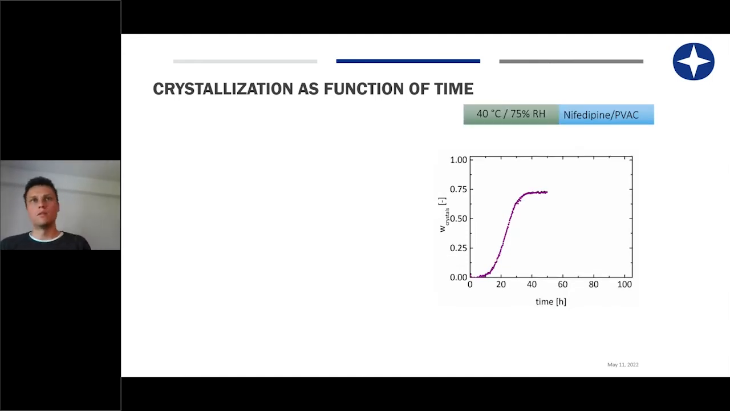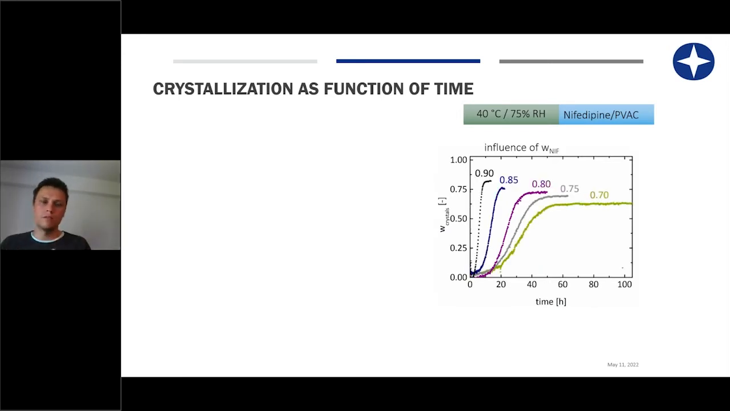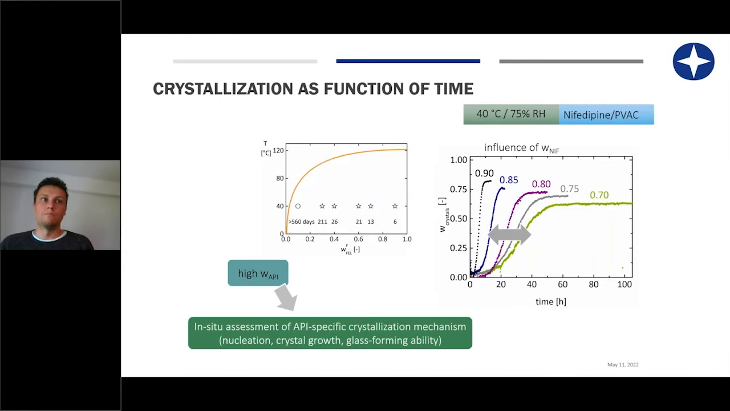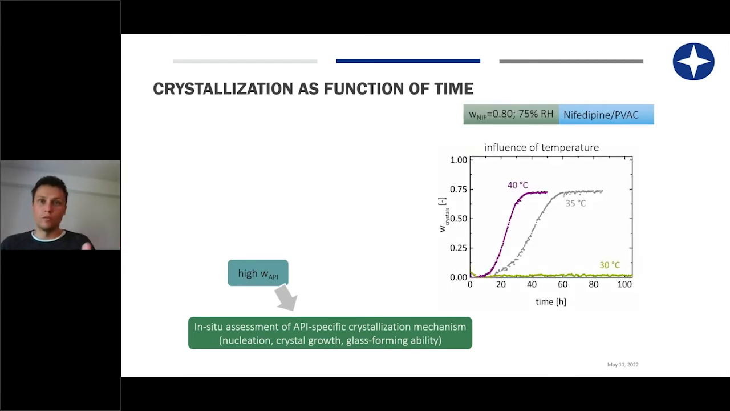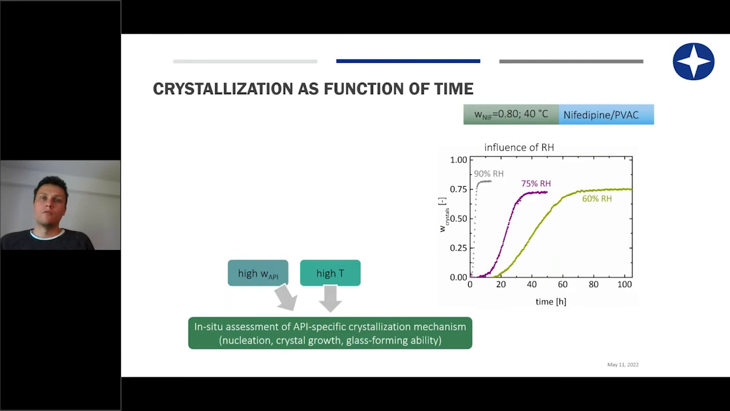And then we can play around a bit and check, for example, the influence of drug load, investigating different drug loads from 90 to 70, and see the decrease in crystallization velocity with decreasing drug load. We can have a look at different temperatures. Going from 40 to 30 degrees centigrade, we see also a lag in crystallization velocity. And we can also have a look at the influence of humidity, see what happens at high and low humidities, and take that into account as well.